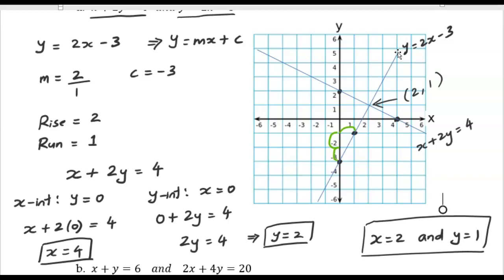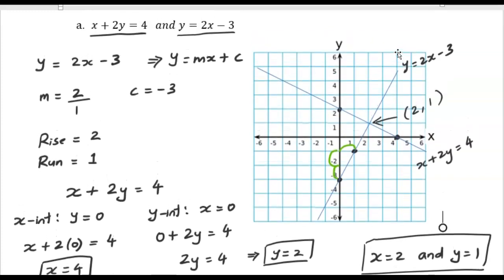You can always check if your answer is correct by substituting back into the equation. So if I take the first equation, which is x plus 2y equals 4, right? X is 2, so 2 plus, and y is 1, so 2 times 1 is 2, so 2 plus 2 equals 4, which means my answer is correct. Right, let's have a look at one more example.